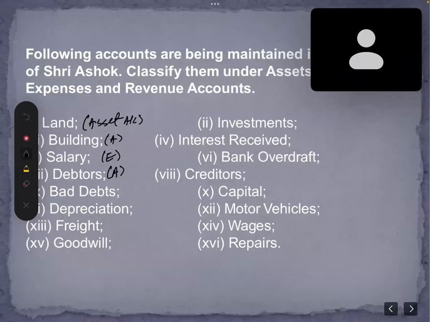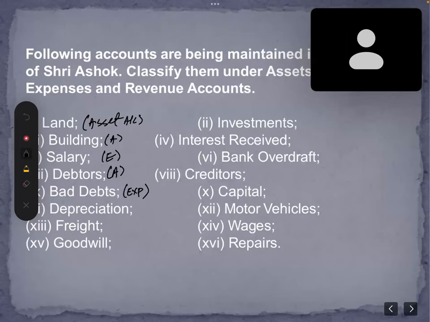Everyone understand the meaning of the bad debt? Bad debt refers to the amount of debt which the company won't be able to recover. So bad debt is a kind of loss. A loss can be treated as an expense for the company. So obviously bad debt is an expense account.